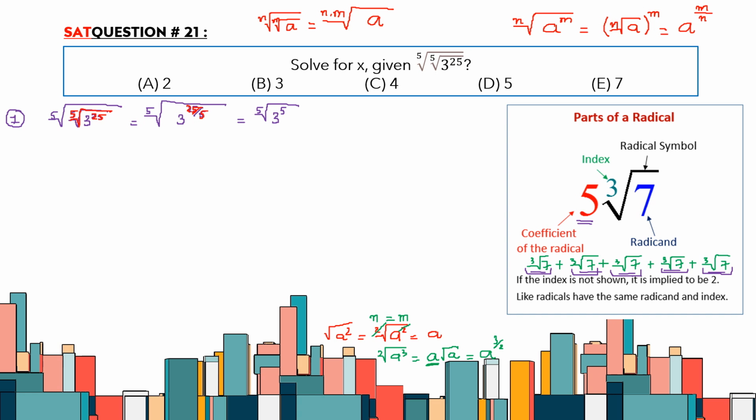Then we do it one more time. We have fifth root of 3 to the power of 5. That will be equal to 3 to the power of 5 over 5. That's equal to 3 to the power of 1. That is 3.